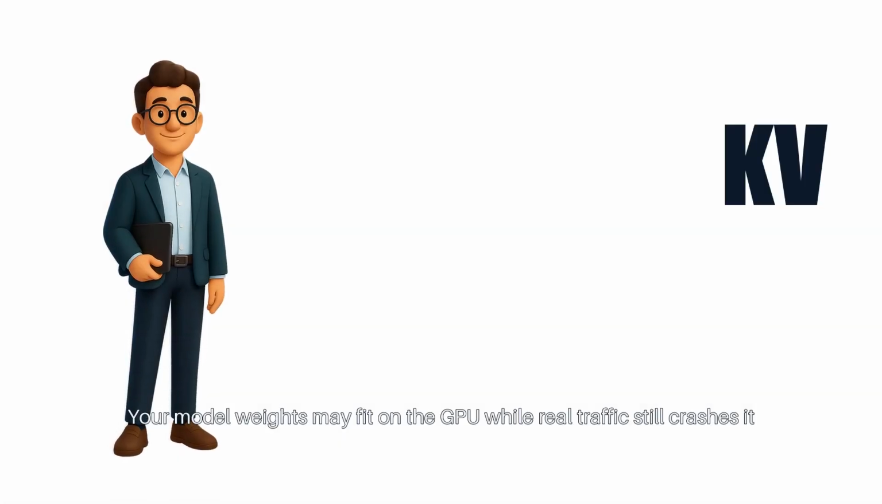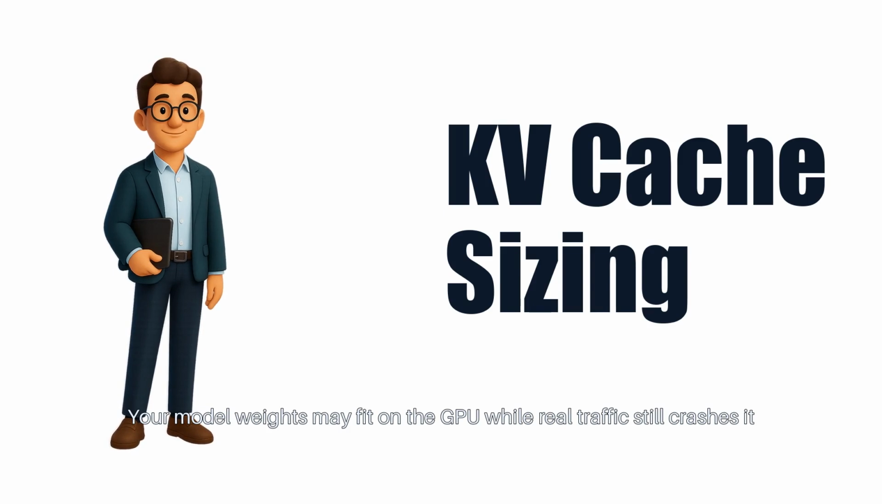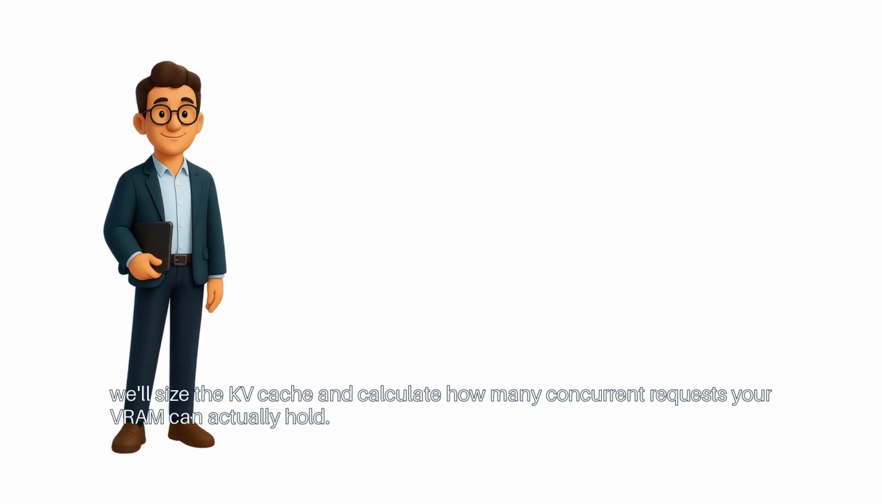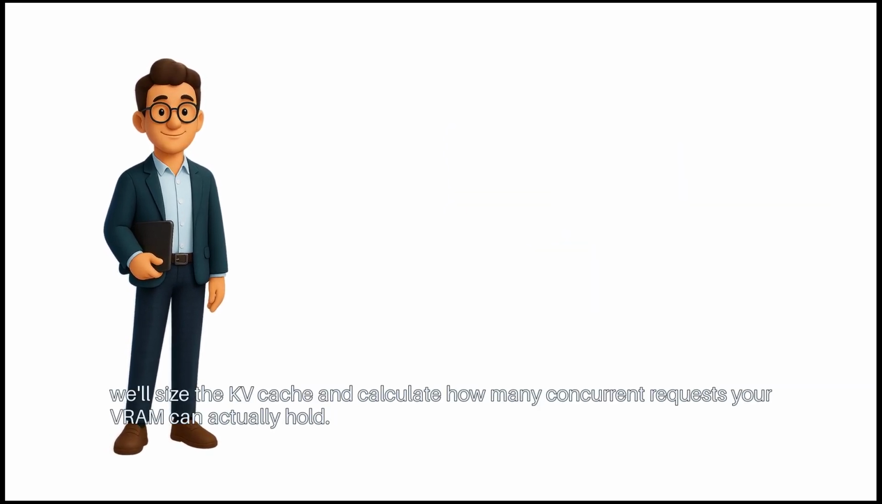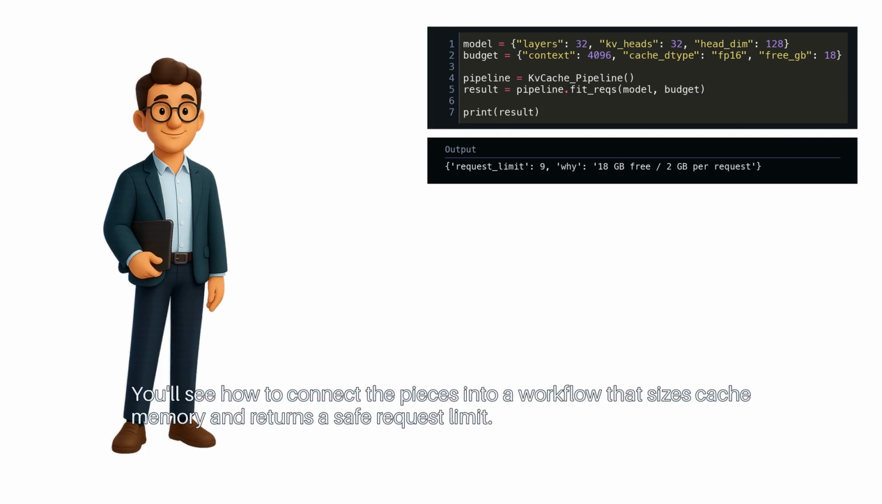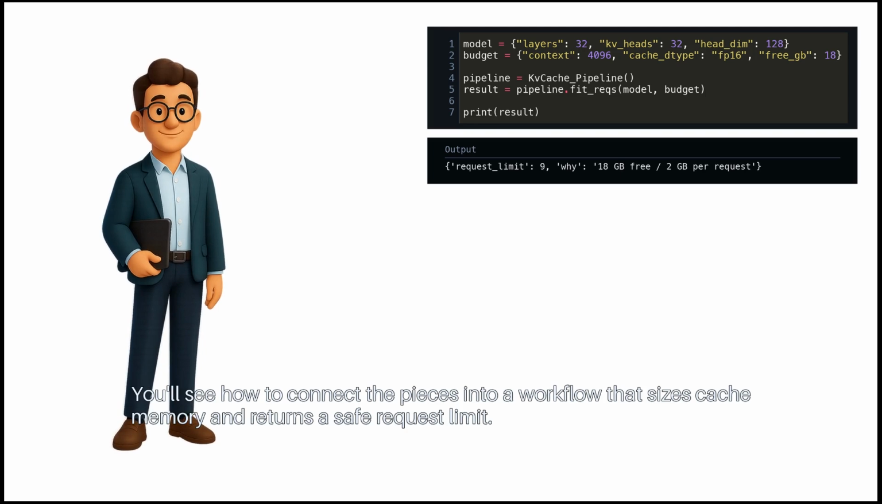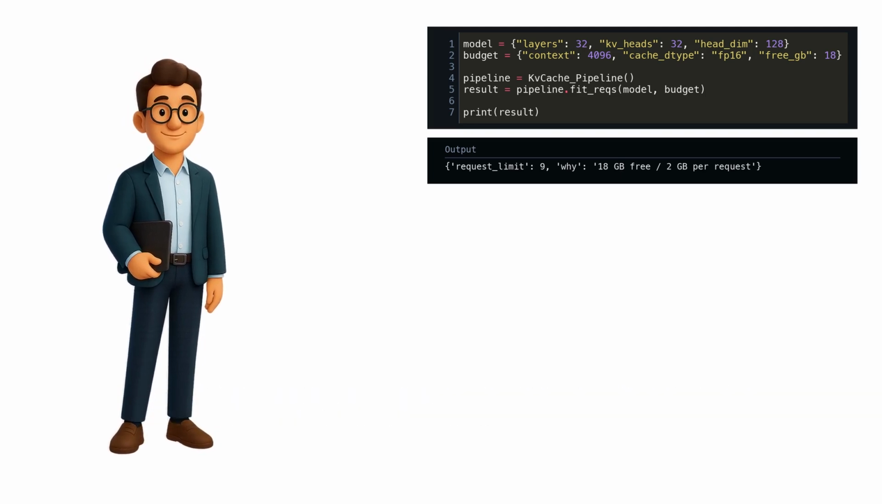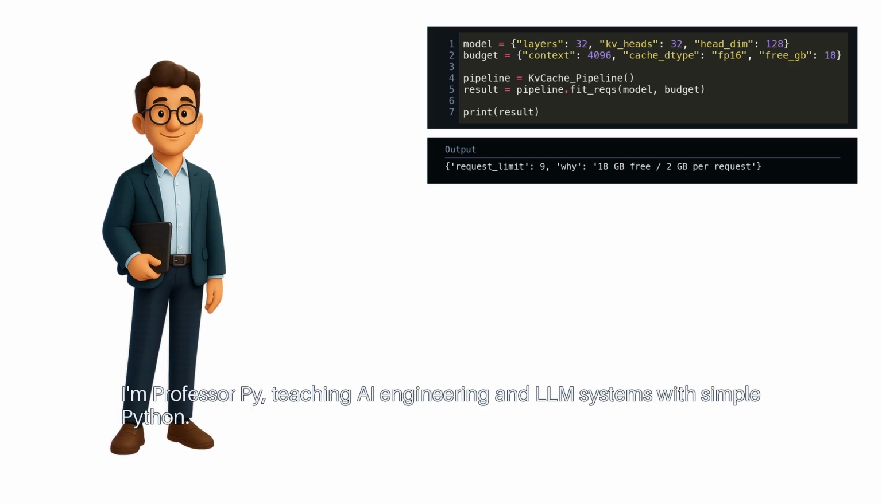Your model weights may fit on the GPU, while real traffic still crashes it. We'll size the KV cache and calculate how many concurrent requests your VRAM can actually hold. You'll see how to connect the pieces into a workflow that sizes cache memory and returns a safe request limit. I'm Professor Pi, teaching AI engineering and LLM systems with simple Python.